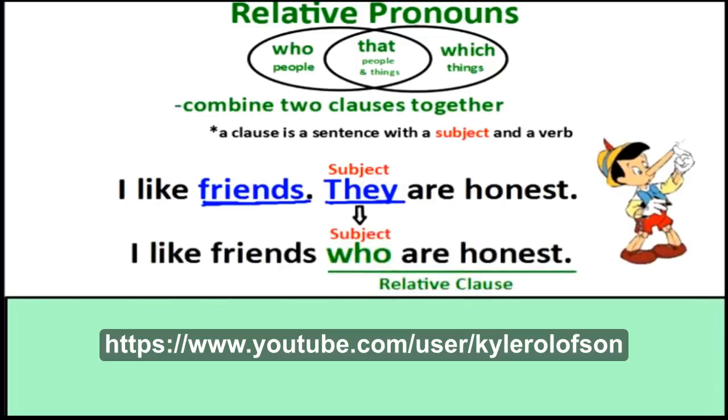Here's the answer. I like friends who are honest. Okay? So basically what I did is I took my subject in the second clause, they, and I replaced it with my relative pronoun who. I'm just replacing the subject in the second sentence with my relative pronoun, and I combine the sentences together to read like this. I like friends who are honest. And this is my relative clause because it contains my relative pronoun, who. In the relative clause, the subject of the sentence is who.